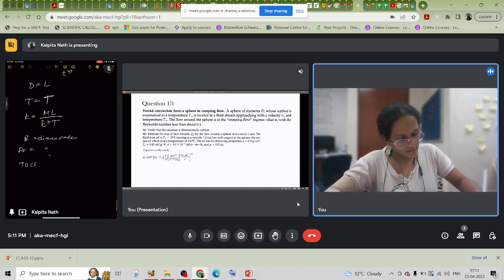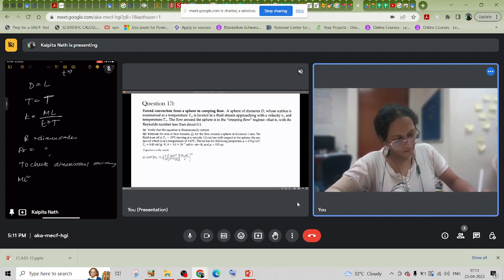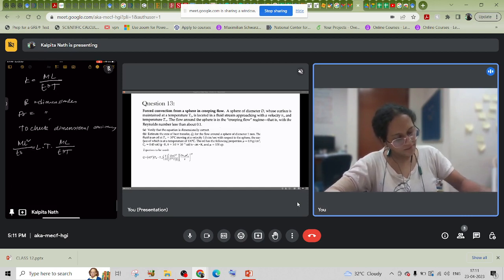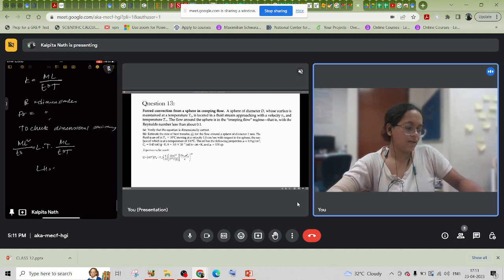To check dimensional consistency, ML squared T cubed is equal to L, Theta, MLT cubed Theta. That is, the left hand side is equal to the right hand side.